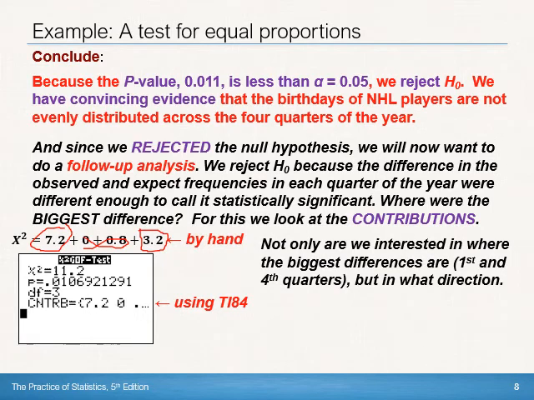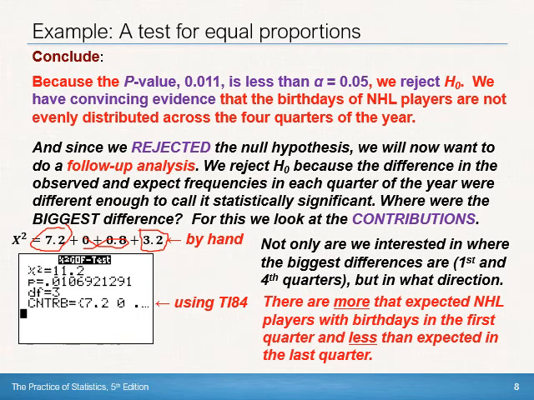We don't want to just talk about where the biggest differences are, first quarter and fourth quarter. We want to talk about the directions of those differences. And so a good follow-up analysis for this particular example would be that there are more than expected NHL players with birthdays in the first quarter and less than expected in the last quarter. Looking just at the contributions themselves doesn't really tell us what direction they're in, so you would have to go back and compare your expected and your observed values to determine the direction of those.